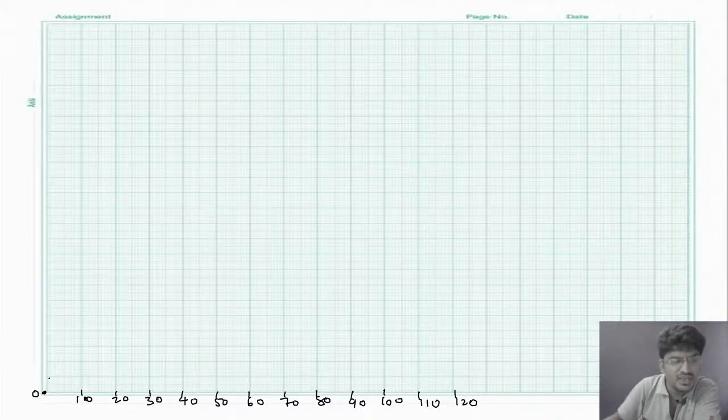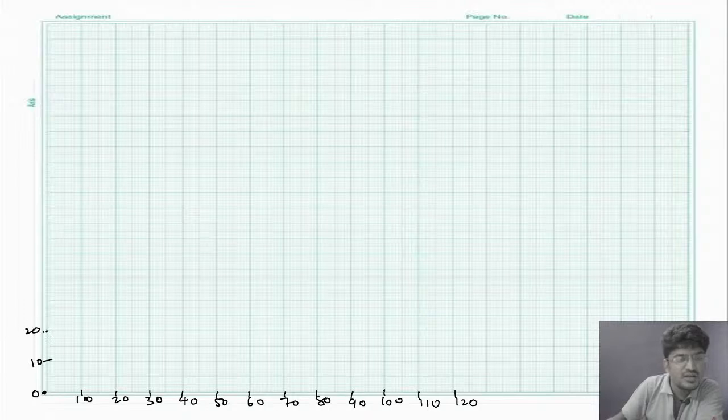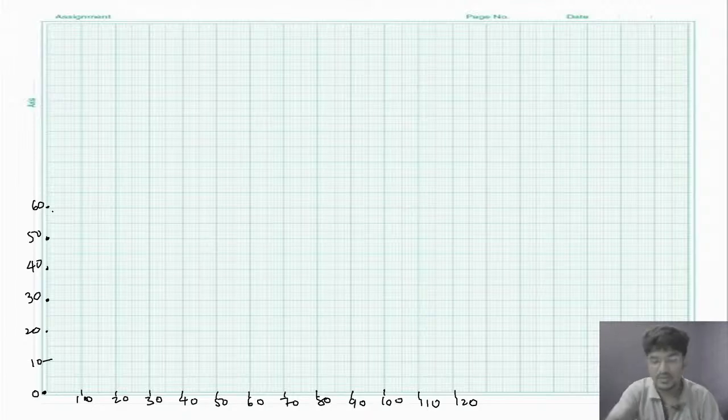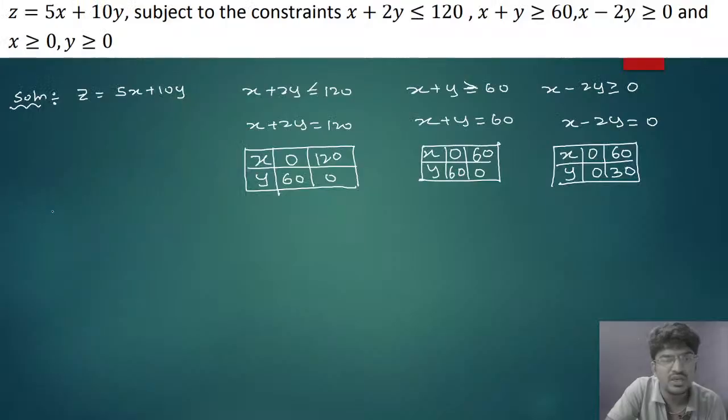Here you can write 10, 20, 30, 40, 50, 60. Here. Okay. So next, see the graph of x plus 2y equal to 120.